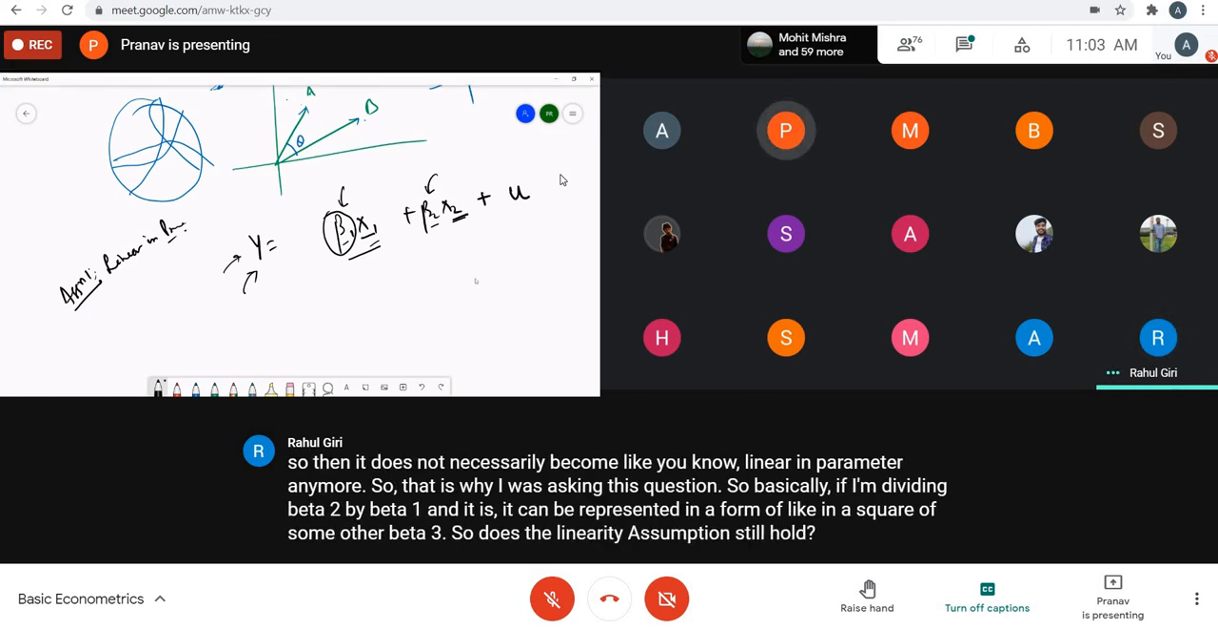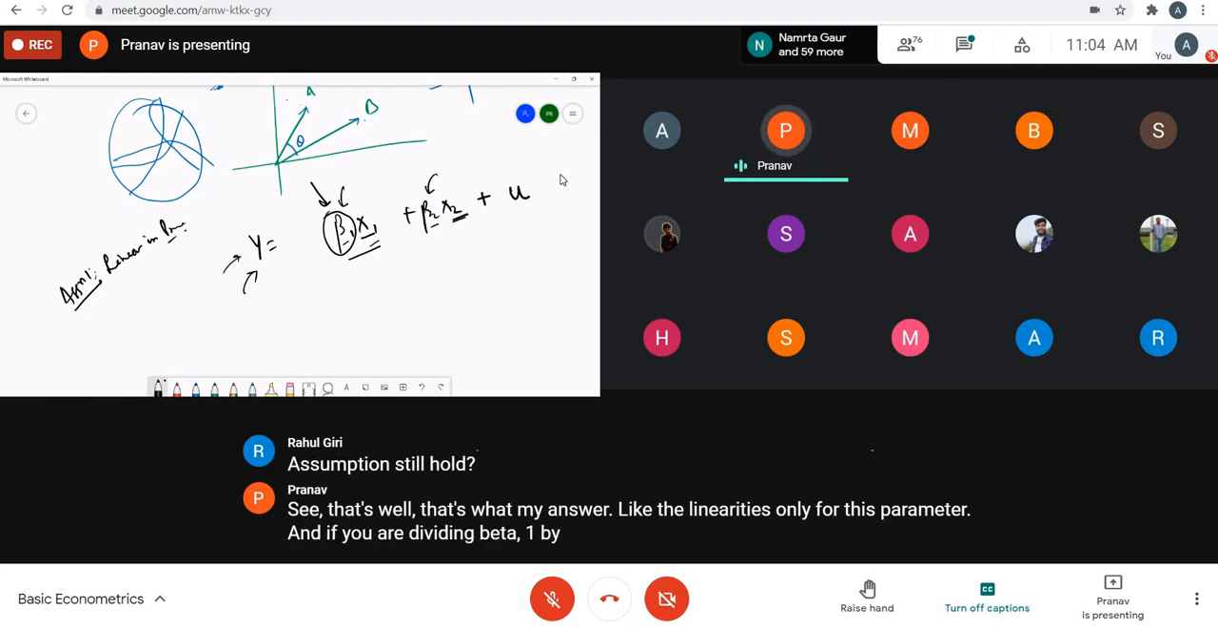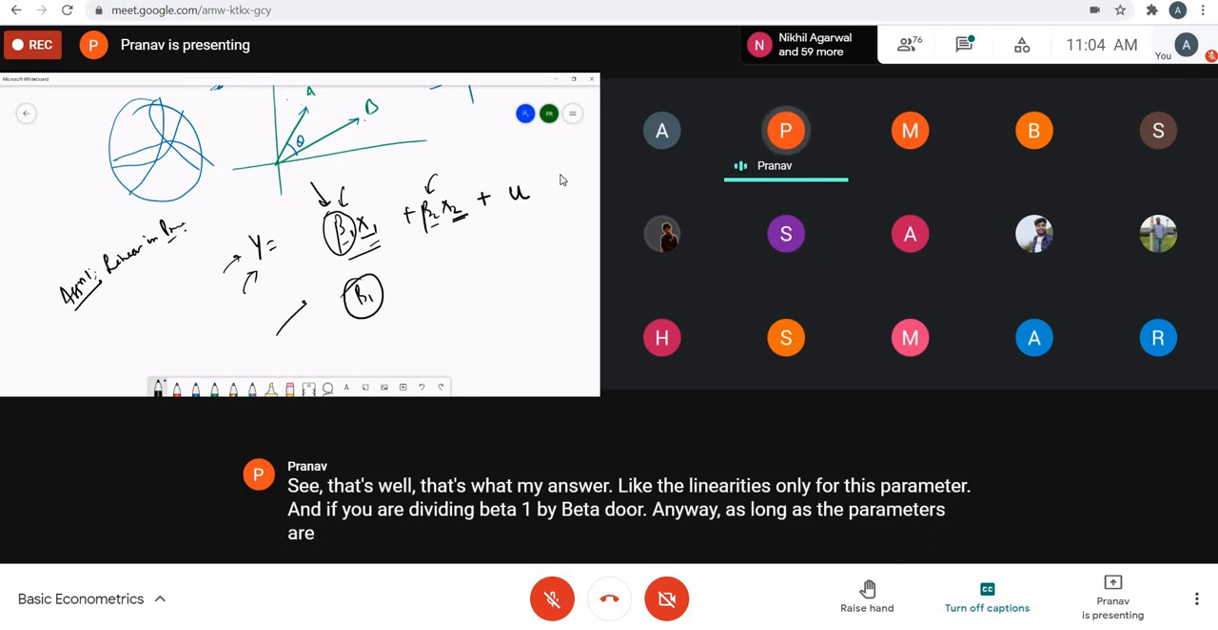See, that's where my answer lies. That linearity is only for the parameters. And if you are dividing beta 1 by beta 2 or any variable, as long as the parameters are non-linear, you will not be able to run an OLS.